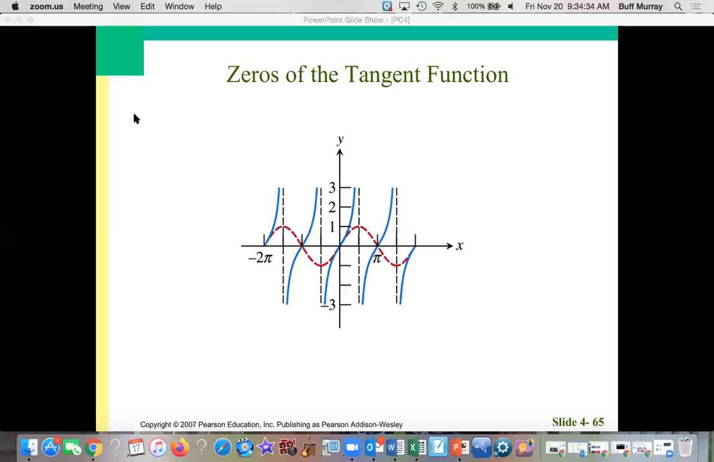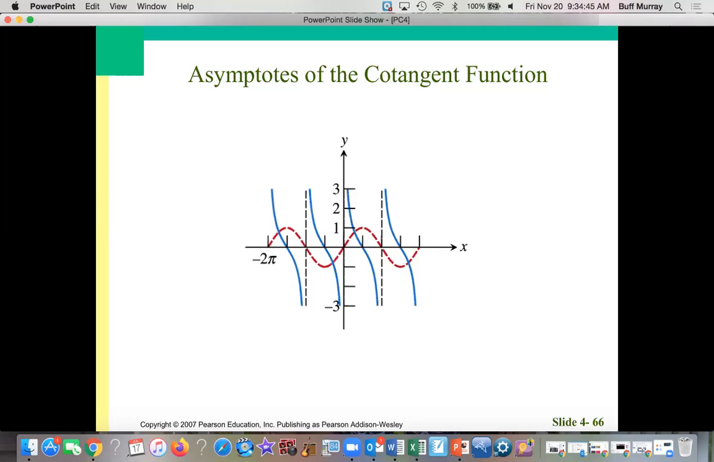Now, if we can understand that's what tangent looks like, wouldn't cotangent just be cosine over sine? Flip that one upside down? For the very same reasons as tangent has asymptotes, cotangent has asymptotes, but they're going to be in different locations. Here, the red graph is cotangent x, which is cosine x over sine x. So now we have to look here for our asymptotes. Any values that make sine 0, cotangent's undefined.